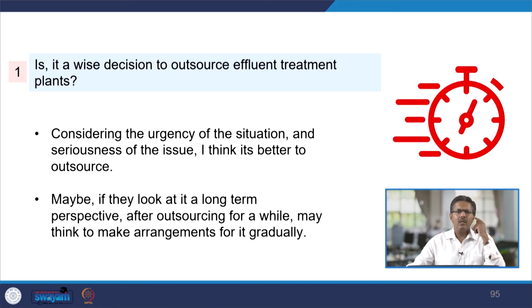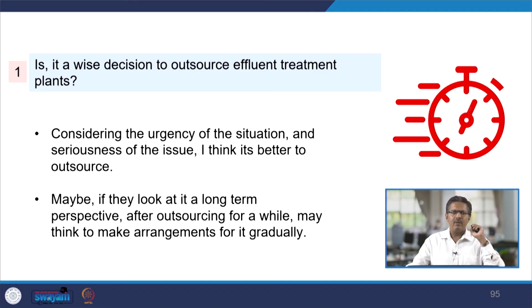which I have made of my own. We can compare it. First question, is it a wise decision to outsource? Considering the urgency of the situation and seriousness of the issue, I think yes, it is better to outsource. Why? Because you have been given only 15 days time, and if you do not do it, the plant will be sealed. So, nothing is better than saving the survival first. The company, in order to survive, needs to come out of this issue first. So, I do not think there is any other way than outsourcing.